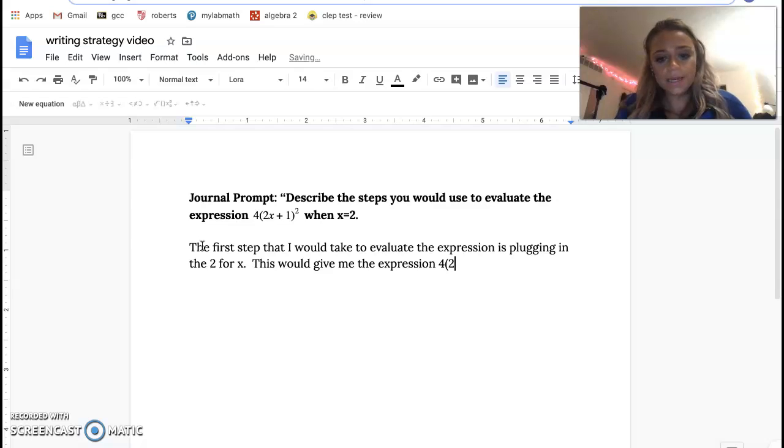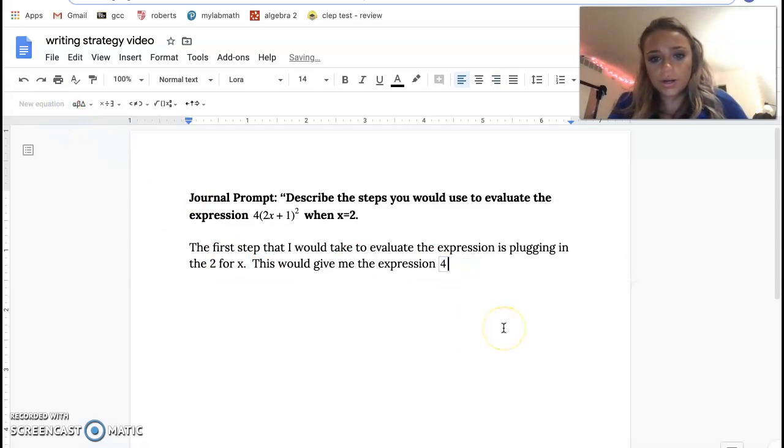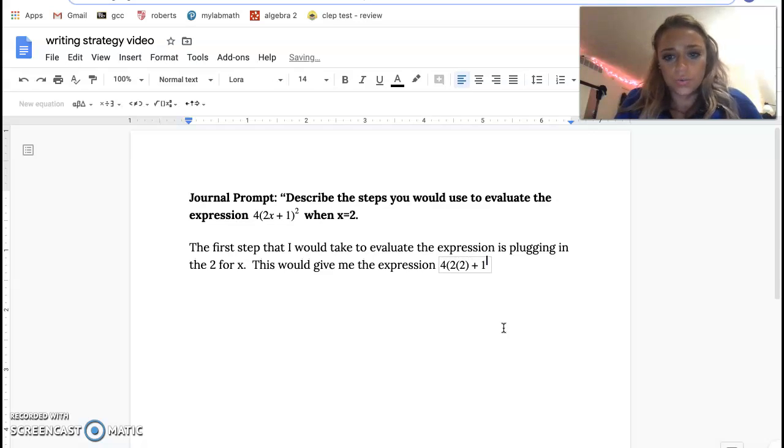4 times, okay, and then, math-wise, I have to make sure I'm using the parentheses in the right way. So double parentheses there. Oh, I did that wrong already. So plugging in the 2. I just realized that I made an error, went back and fixed it. And I'm going to have to put this all into an equation. So 4 times (2 times 2 plus 1) squared.